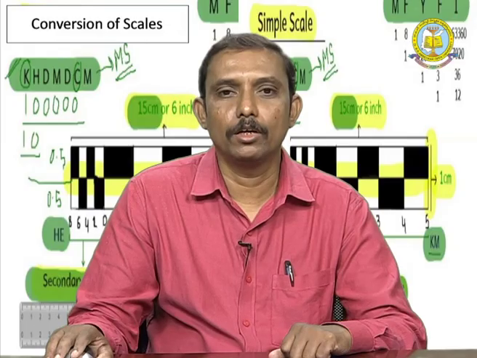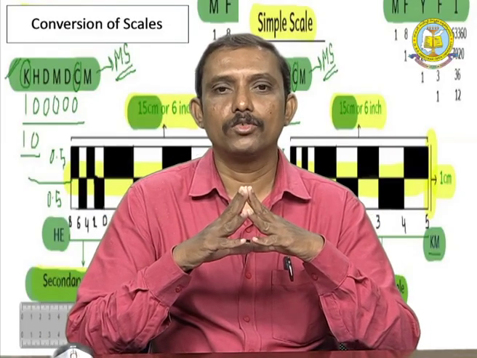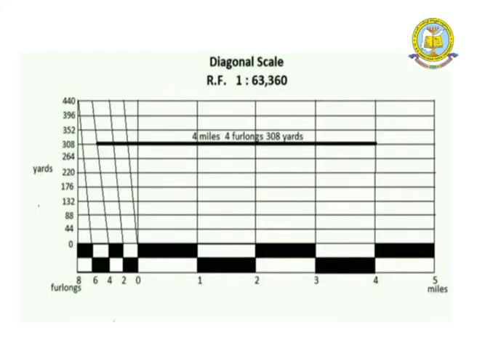Then the final scale we are going to do is the construction of the diagonal scale. What type of scale are we going to do? Diagonal scale. It will look like this. Your diagonal scale will look like this. This is your diagonal scale.